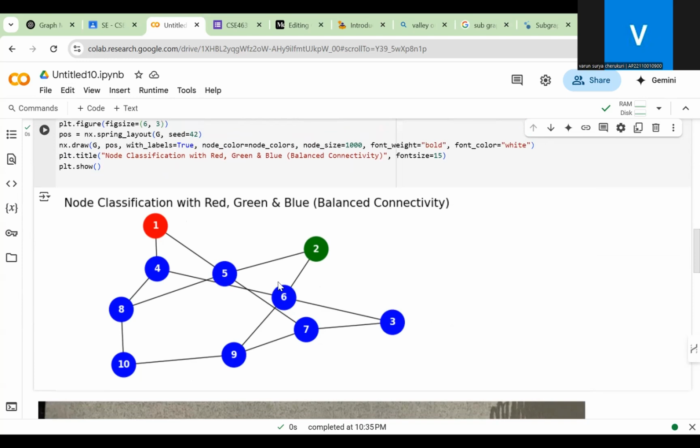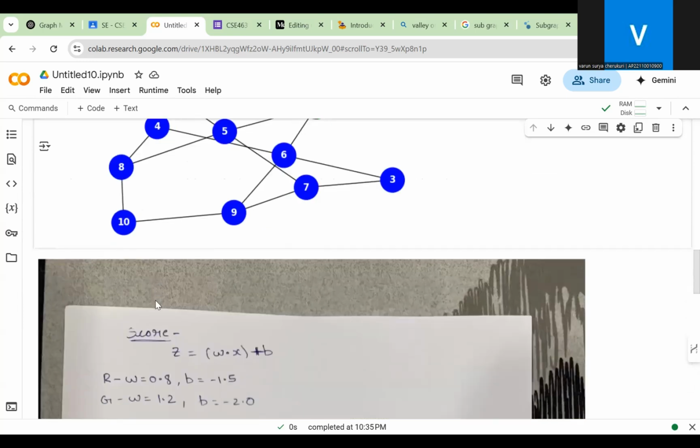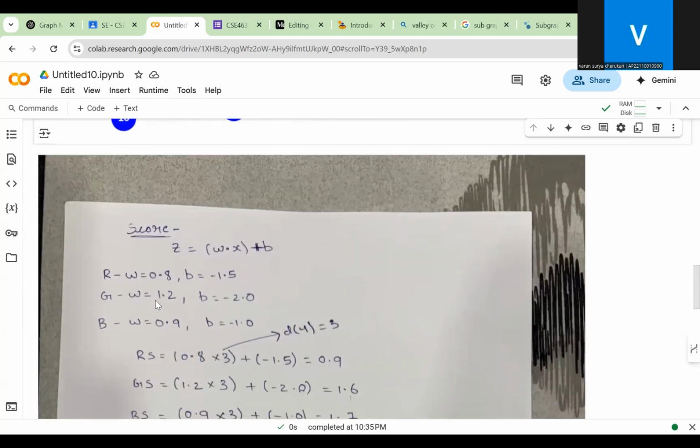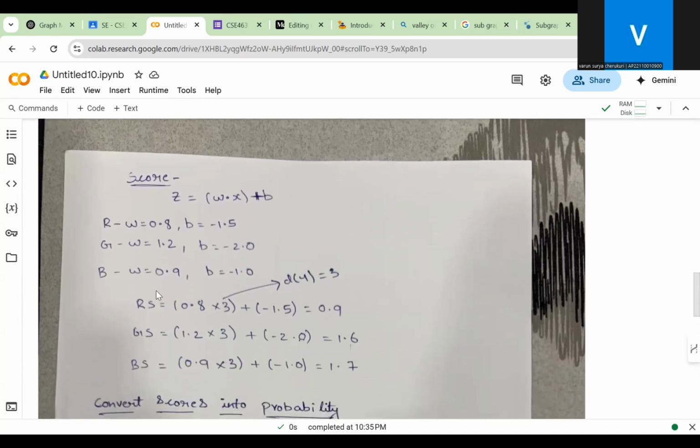Okay, let us solve a problem on this by taking this graph. Let us find how node 4 is labeled as blue. When we see, 4 has 3 edges, it has 3 connections. So the degree of 4 will be 3. Please remember that we're going to use that in this problem.